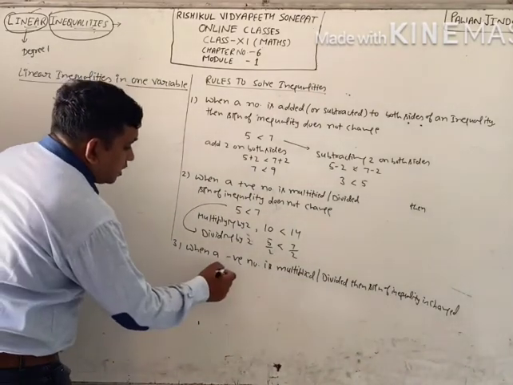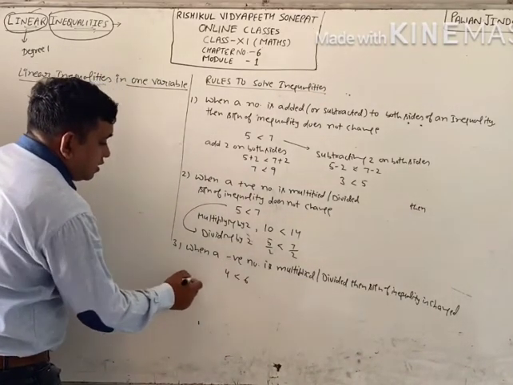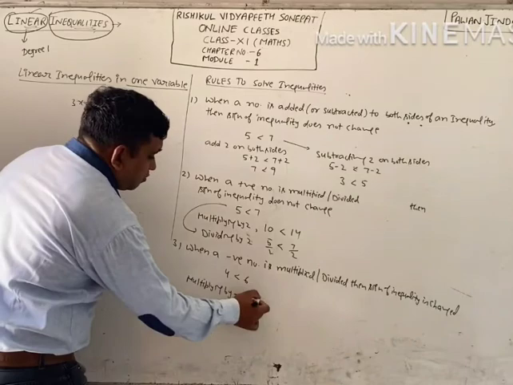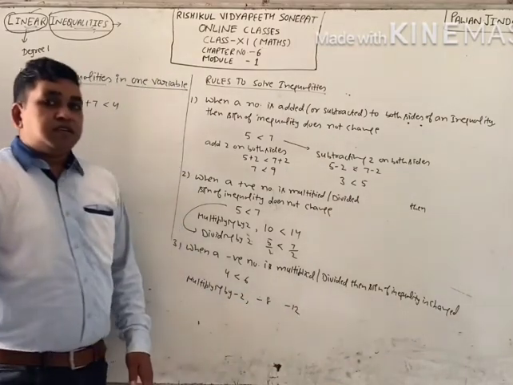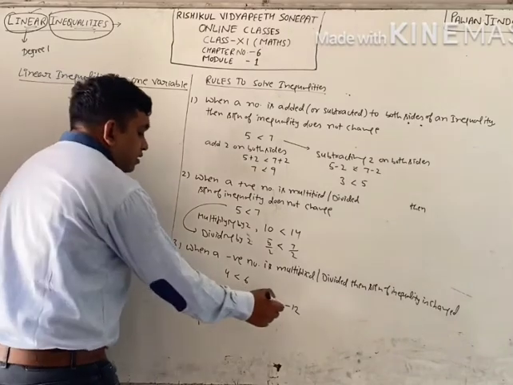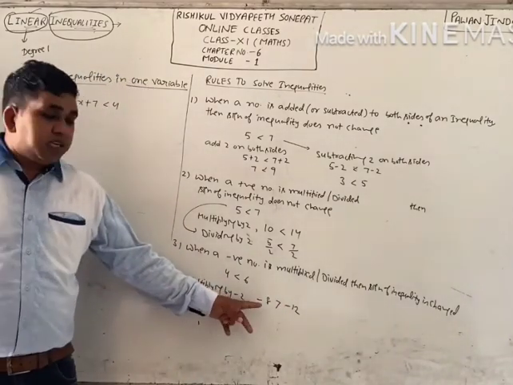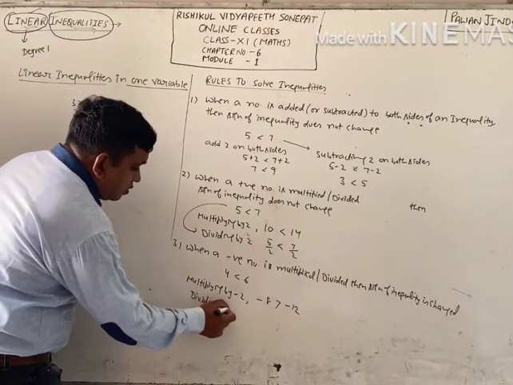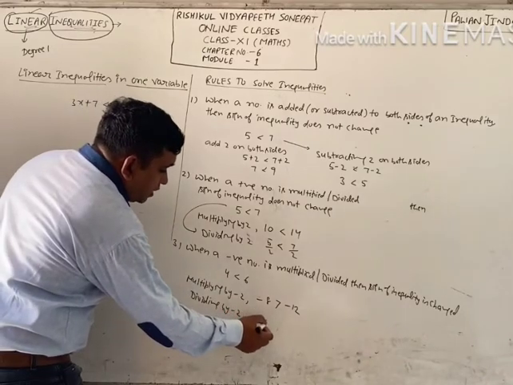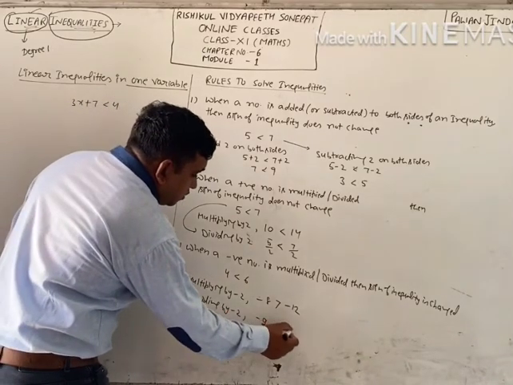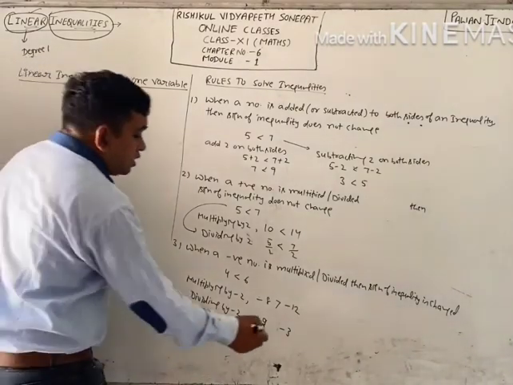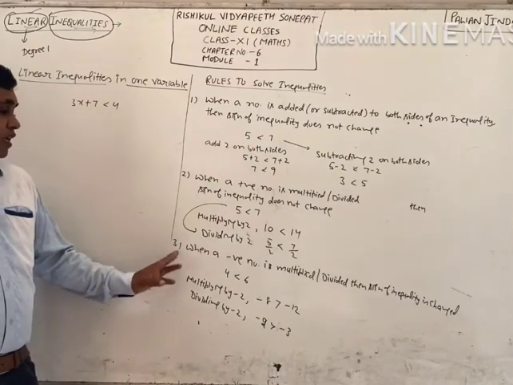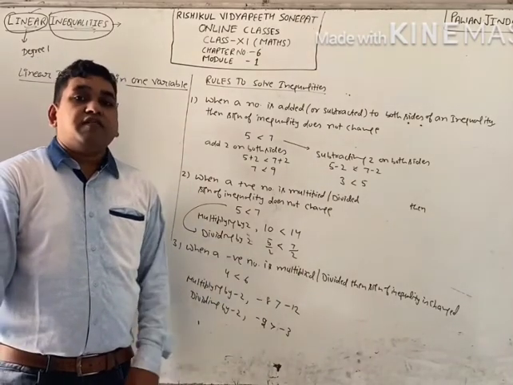See here. Suppose I am writing 4 less than 6. Multiplying by minus 2. See what you will get. Minus 8. Here you will get minus 12. Check which number is larger. Minus 8 is larger. You can clearly check. Sign is changing. Dividing by minus 2. What you will get? 4 by minus 2. This is your minus 2. 6 by minus 2. This is your minus 3. Clearly you can check minus 2 is greater than minus 3. Means sign of inequality is changed when a negative number is multiplied or divided.